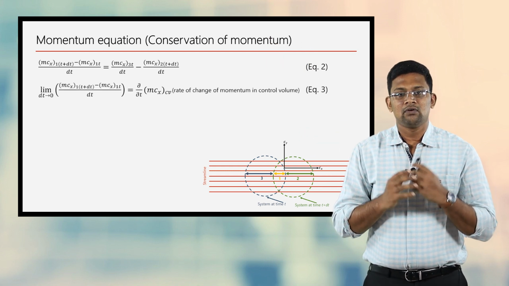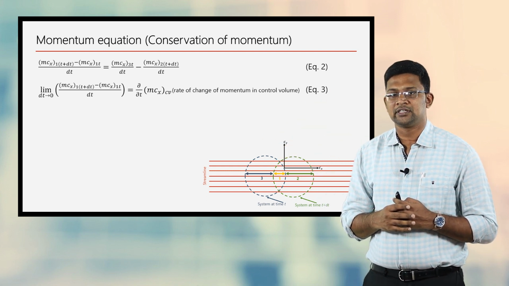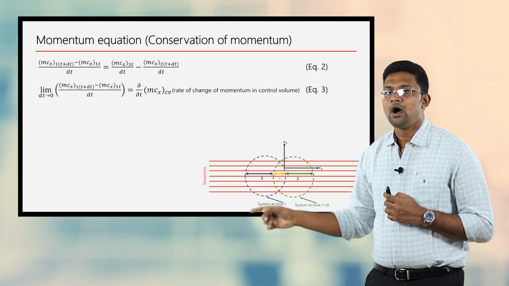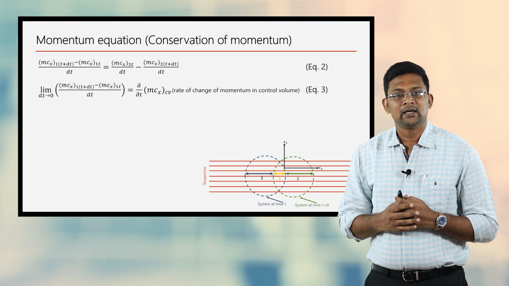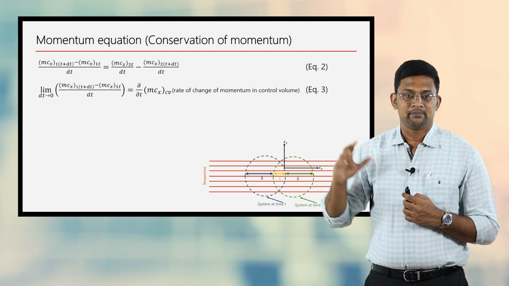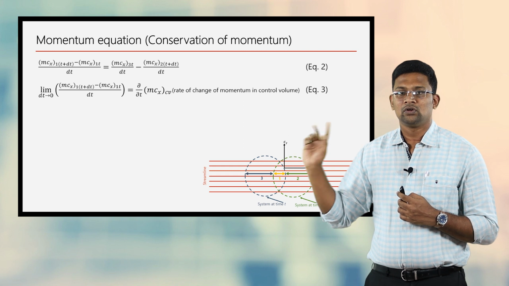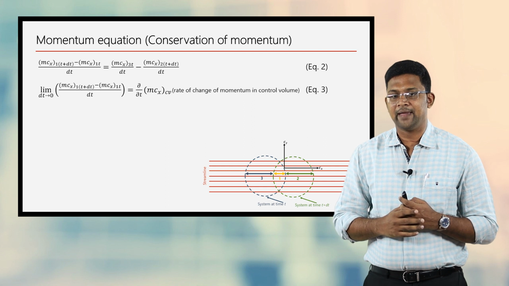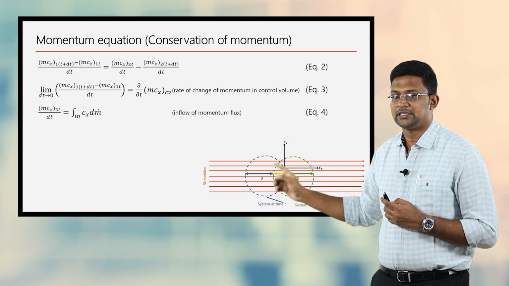So let us start with the first term. As we have already discussed in the continuity equation, that is nothing but the rate of change of momentum within the control volume or the region represented by area 1. mCx of 1 at t plus dt, that is the momentum in the final stage, minus mCx of 1 at t, that is the momentum in the initial stage. So the difference between these two will give you the change of momentum. If you are differentiating it with respect to time, that will give you the rate of change of momentum within the control volume or within the region 1.